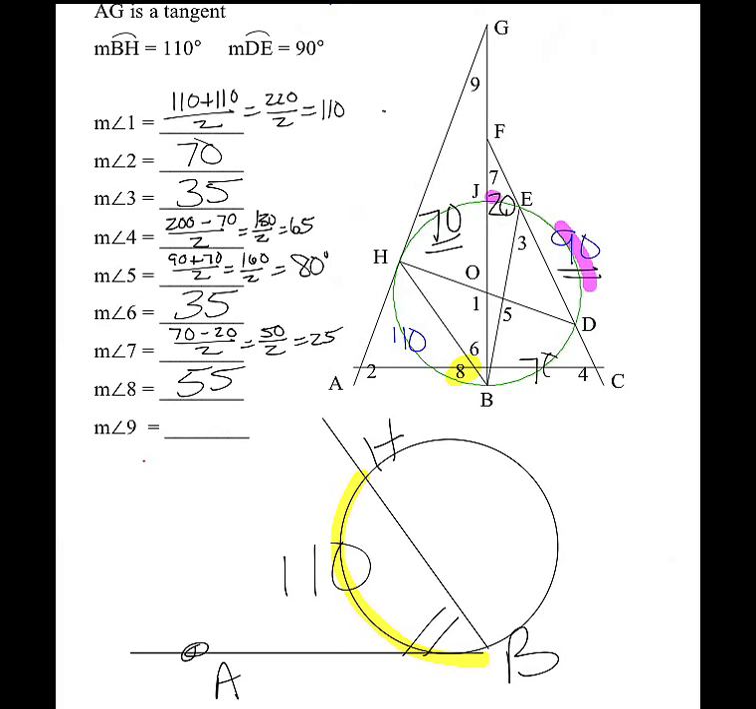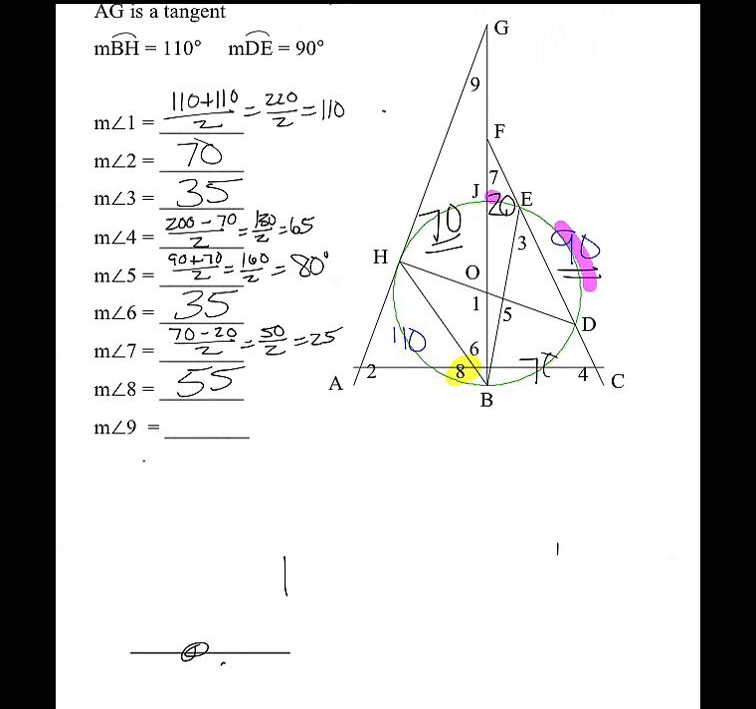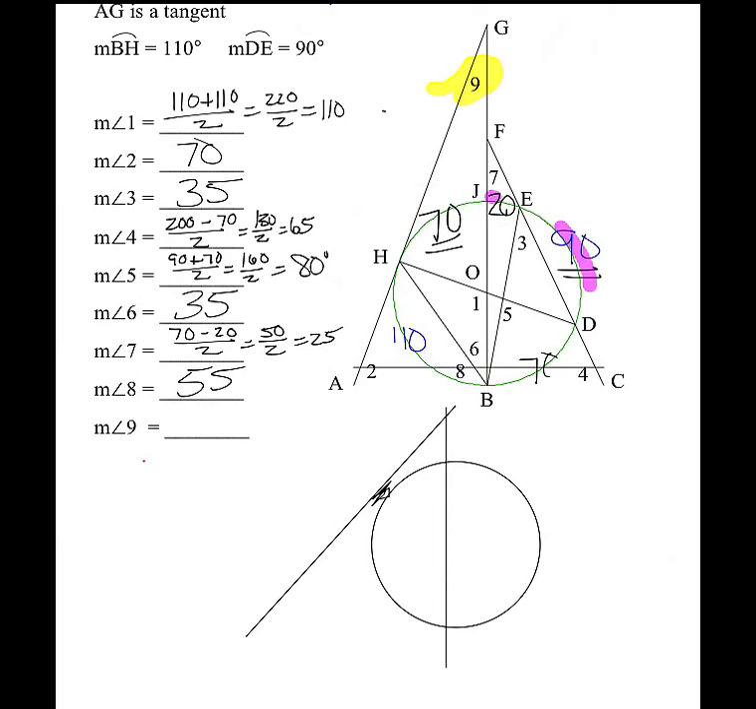And then finally we've made it all the way back to angle 9. So let's find our last one. Angle 9 is outside the circle up here. So let's redraw that circle. It starts out at point G and hits point H. And then it goes through the circle at point J down through point B. So we started at point G, we hit tangent to the circle at H, we went through point J all the way down through point B.